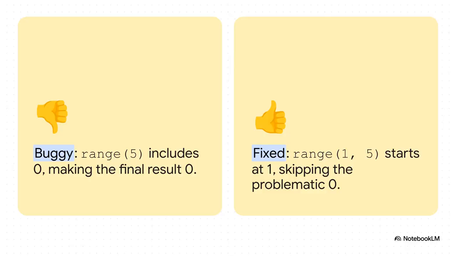So, how do we fix it? It's actually a pretty simple fix. We just give the range function a starting number. See, range of 1, 5 tells the loop, hey, start counting at 1 and go up to, but don't include 5. So it'll loop through 1, 2, 3, and 4. And just like that, we've neatly sidestepped that whole multiplying by 0 problem.